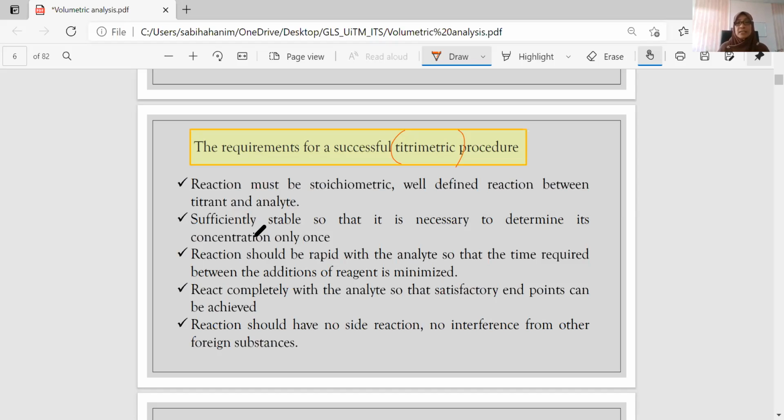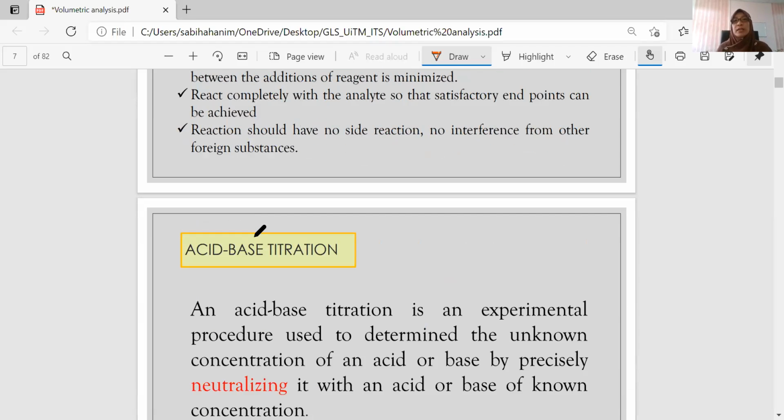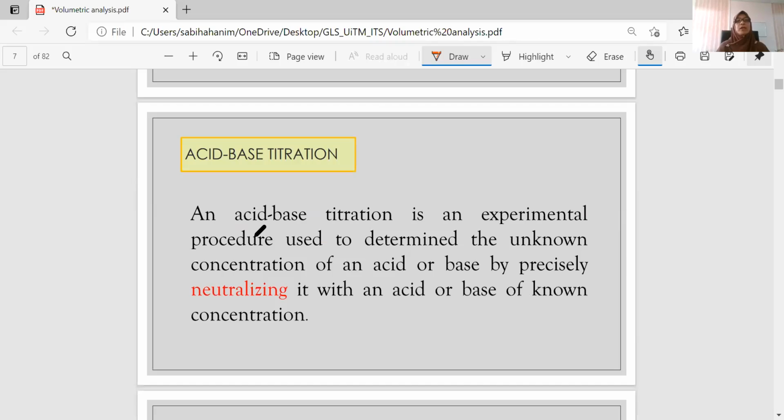During the titration process, we have to make sure that we choose a titrant and analyte that are compatible with each other. When we perform the titration, there should be no side reaction and no interference from other foreign substances. These are a few requirements for a successful titrimetric procedure. Students, if you have any questions, you can interrupt me. Okay, and then we proceed. We focus on acid-base titration.